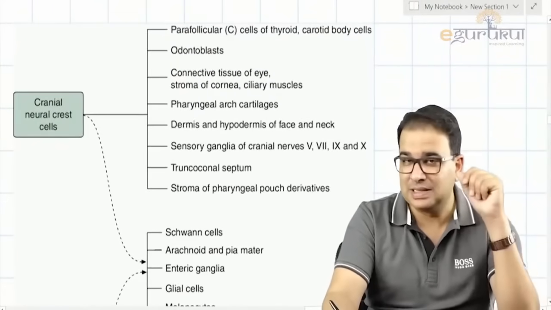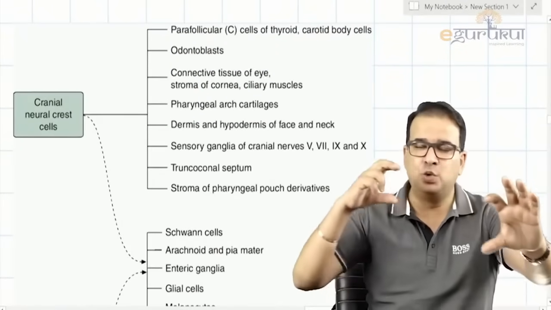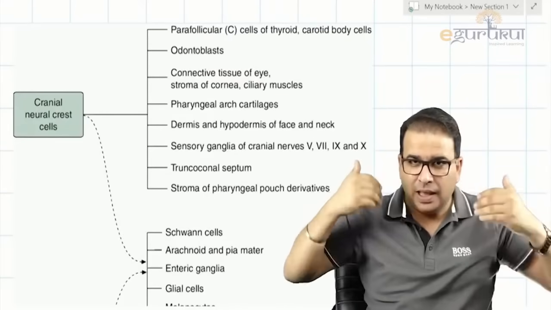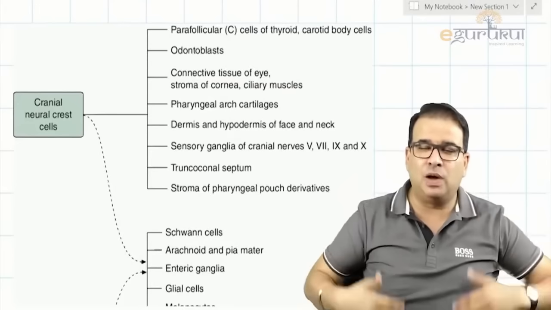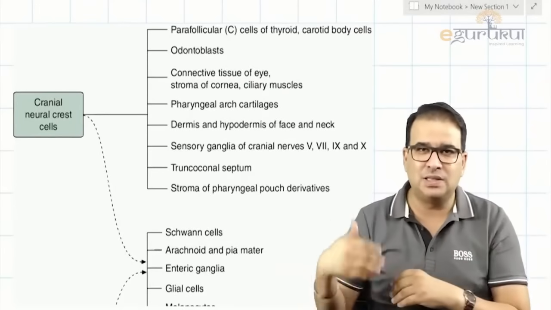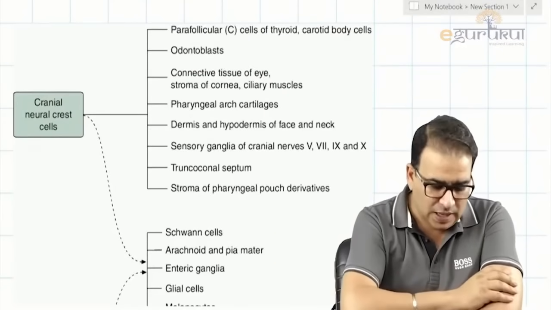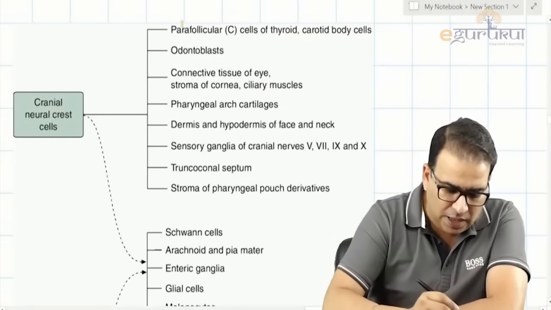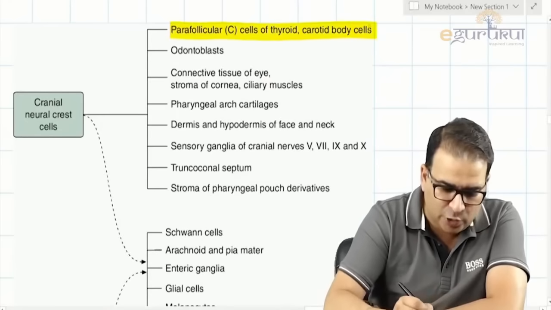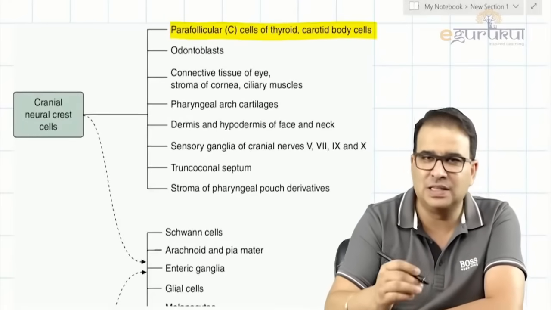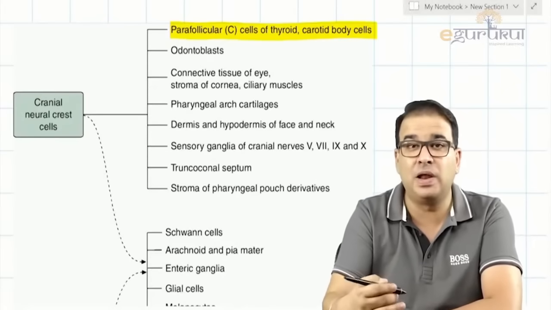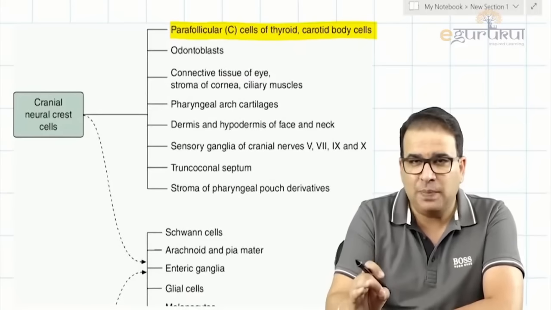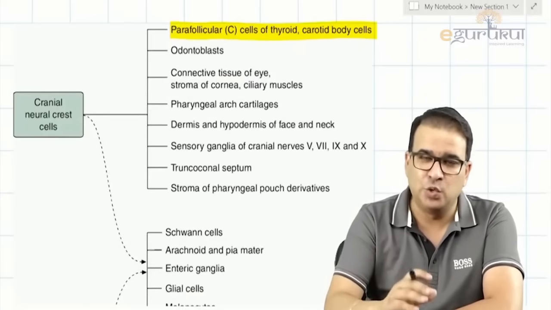Now, cranial neural crest cells, guys. Our neural crest cells are all along the neural tube. Some neural crest cells are in this region, which are the cranial neural crest cells, and the ones along the rest of the neural tube, along with the spinal cord, are the caudal or spinal neural crest cells. Cranial neural crest cells give rise to what? Look at these things, guys. Parafollicular cells of the thyroid and carotid bodies. We all read that parafollicular cells come from the ultimobranchial body in the pharyngeal arches. Well, that's not true. Actually, parafollicular cells are derived from the neural crest cells only.